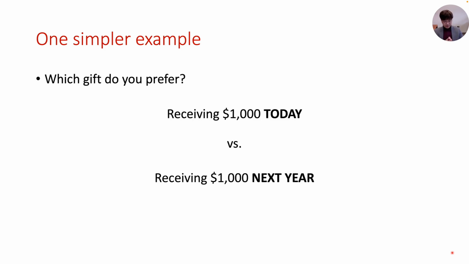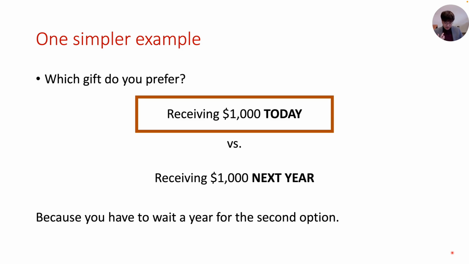Here are 2 gift options, and you can choose either of them. One is receiving $1,000 today, and the other is receiving $1,000 next year. Out of these 2 options, which one do you prefer? I am 99% sure that all of you choose the first option, receiving the money today instead of the next year. Why? The amount of money is the same, but when you choose the second option, you have to wait a year.